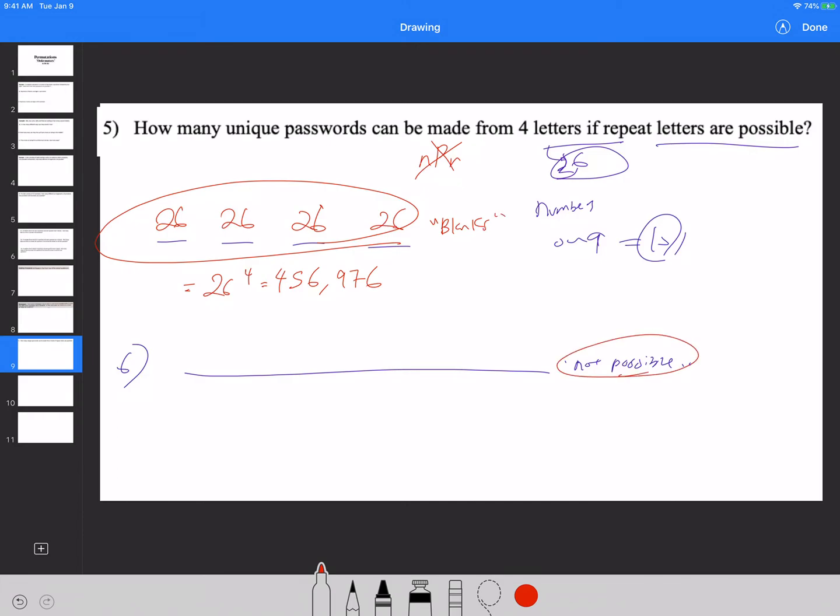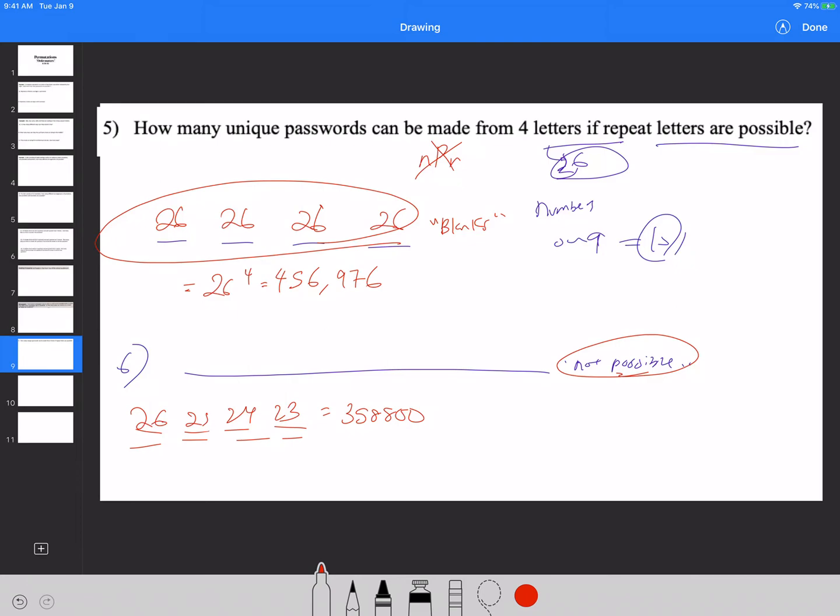Now, what if it's not possible? Well, then you will still draw 4 blanks, but it will be 26, 25, 24, and 23, because each of these have to be unique letters. So 26 times 25 times 24 times 23 gives you 358800.